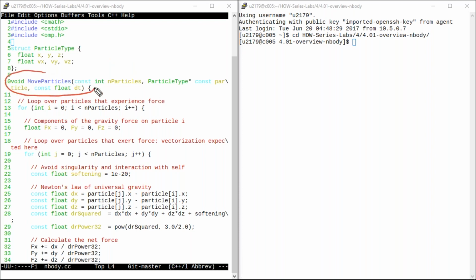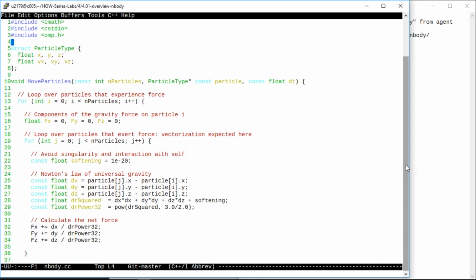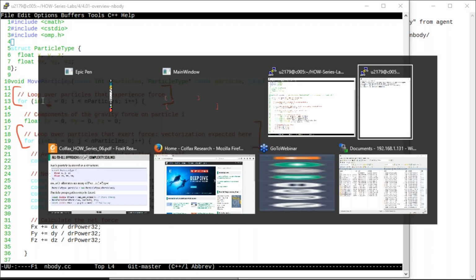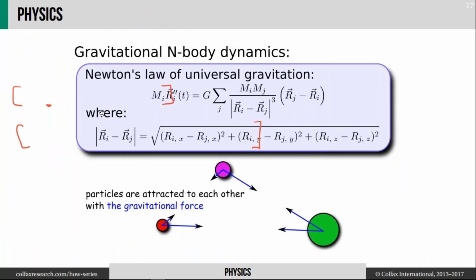Here is the key function, move particles. Its goal is to compute all forces using n squared operations, and then move particles in response to these forces. It is built around two nested loops. One loop iterates over particles that experience force, particle I. The other loop iterates over particles that exert force on particle I. So the outer loop iterates over different left-hand sides. This is the I loop. The inner loop iterates over the terms in this sum.